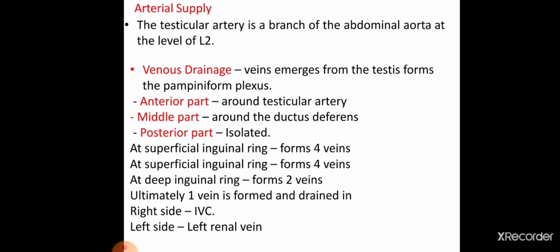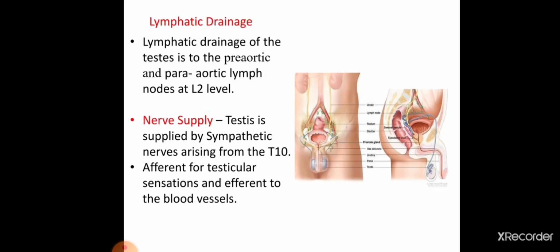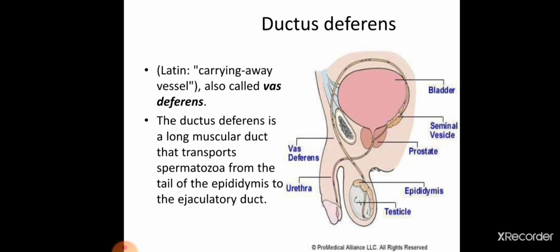Then lymphatic drainage. The lymph from here drains into the pre and para-aortic group of lymph nodes, and nerve supply is also similar to the testis, that is sympathetic nerves arising from the T10 spinal nerves, afferent for testicular sensations and efferent to the blood vessels.